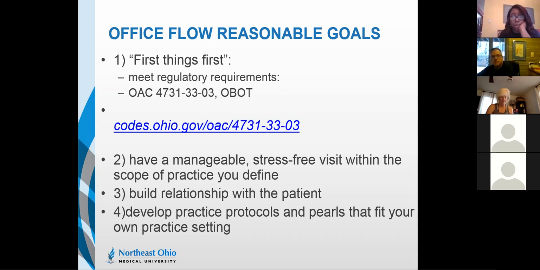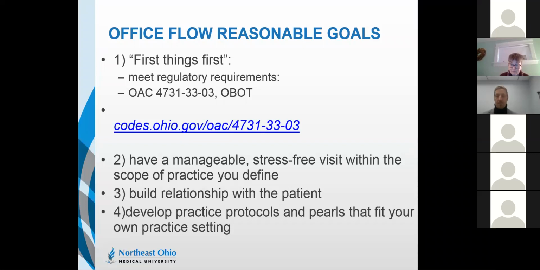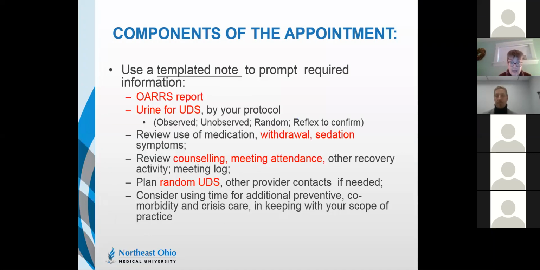But beyond just adhering to those rules, we want to have a stress-free visit that is within the scope of our practice, build a relationship with the patient, and develop some protocols that fit our own practice settings. So I think the take home here is that if you have a templated note that prompts the things that we are required to have in our inductions and then in our subsequent visits, it makes life easier, so that we're not having to remember what we need to do.